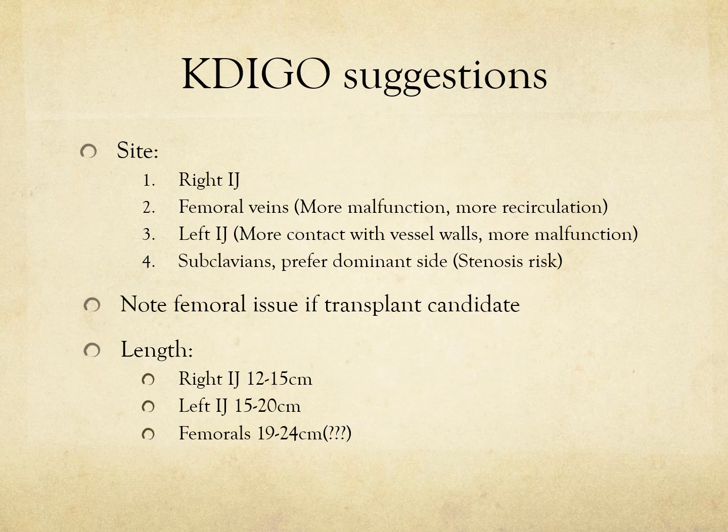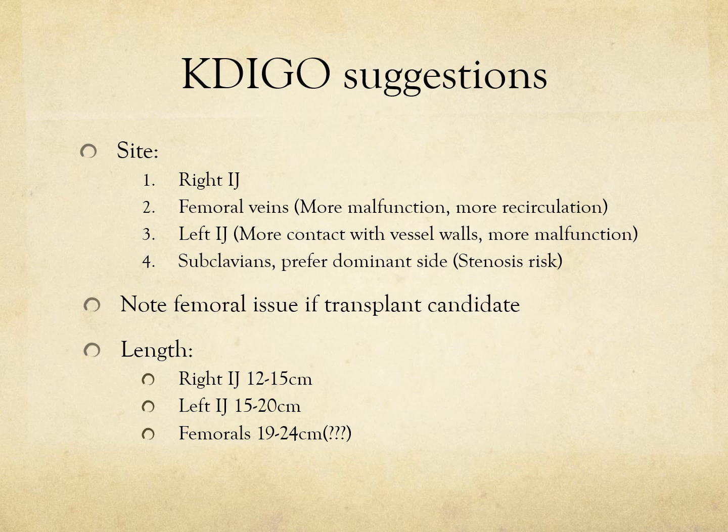The second choice would be the femoral veins. The difficulty with this is that there's probably more recirculation of blood, so you're more likely to be sucking the blood back into the filter that's just come out the filter. So sucking blood coming out of one port of the line and going back into the other one, and this is going to massively reduce your efficiency of dialysis.